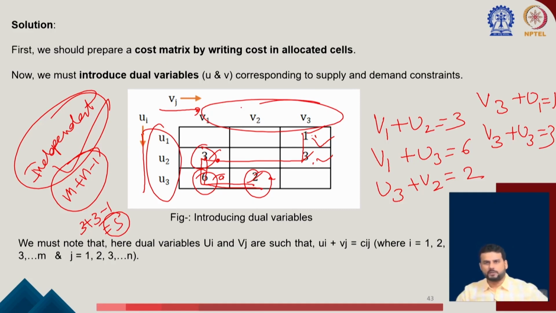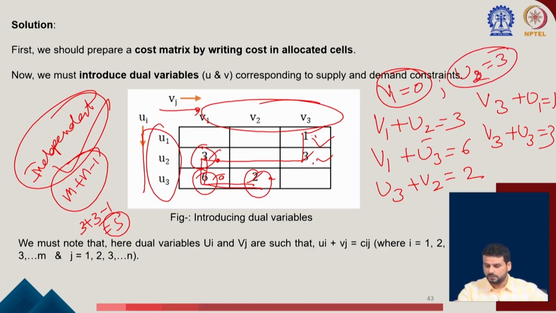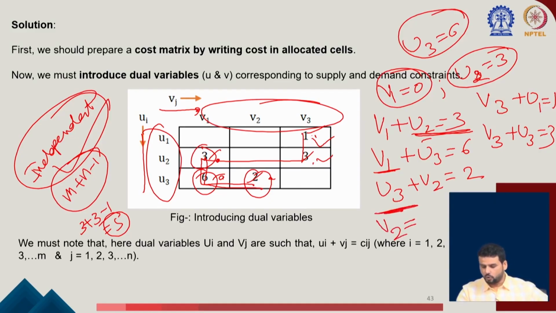Now we got 5 equations. To solve these equations, you can put any one variable equal to 0. Let us put v1 equal to 0. If I put v1 equal to 0, that will give me u2 equal to 3 from here. If I put v1 equal to 0 here also, u3 will be 6. Because I got u3, v2 will be 2 minus 6, which is minus 4.